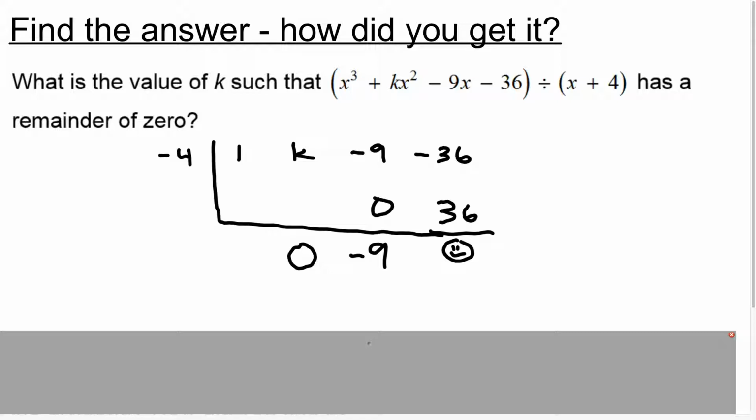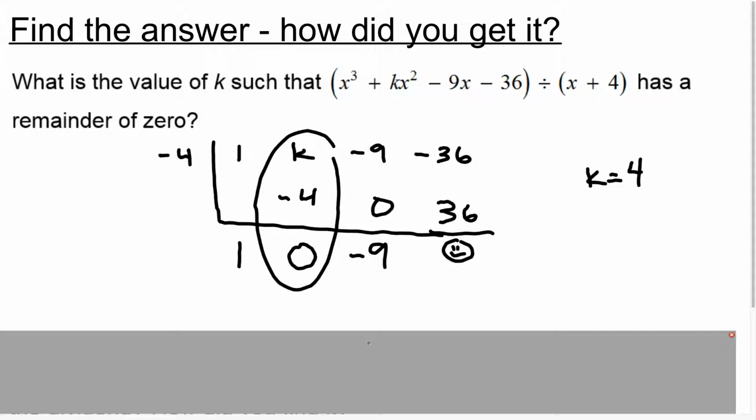Did I put that in the right place? Yeah, I did. 0. Okay, well now I'm kind of stuck, right? But the 1 would drop down in the front. And 1 times negative 4 is negative 4. Therefore, k must be 4. To add down and make that equal 0, k minus 4 equals 0 has to be 4.